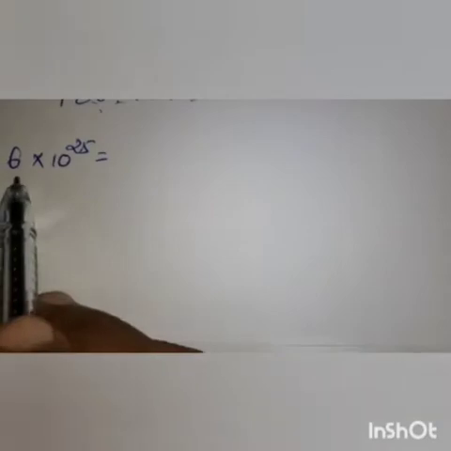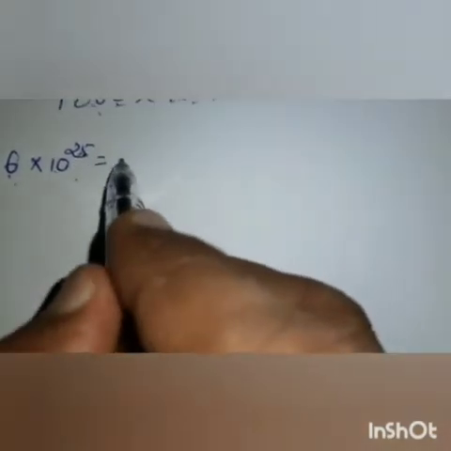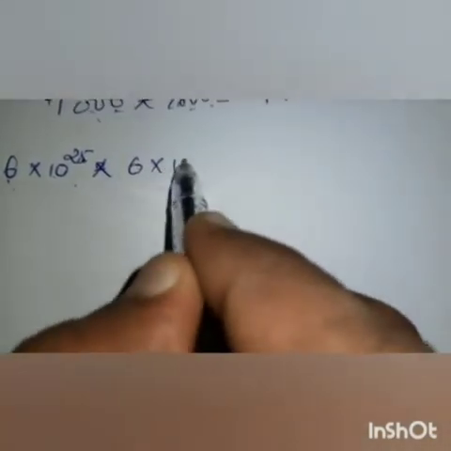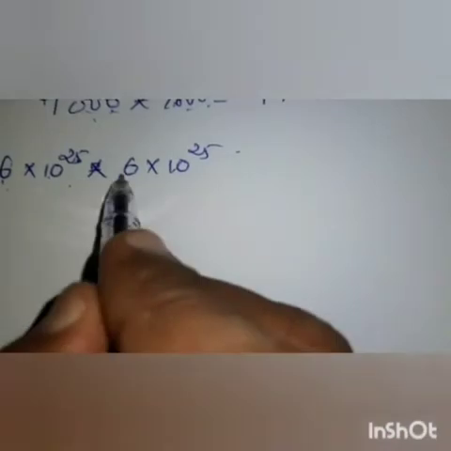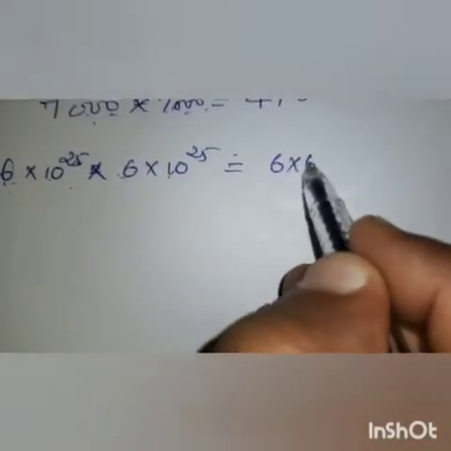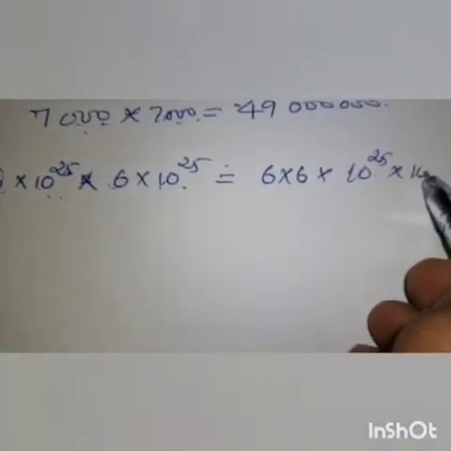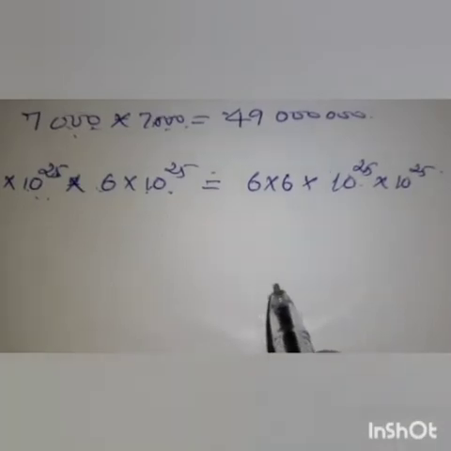How will you find the square of this number? 6 into 10 raised to 25, into 6 into 10 raised to 25. The square of 6 into 10 raised to 25: 6 into 6 is written together, then the powers are written together, 10 raised to 25 into 10 raised to 25.